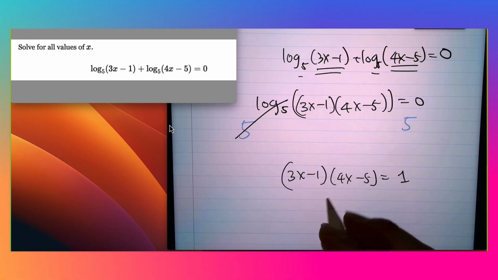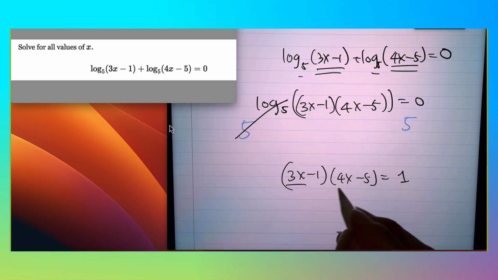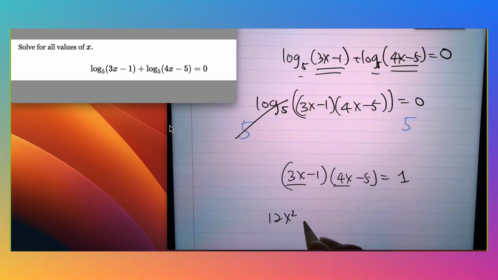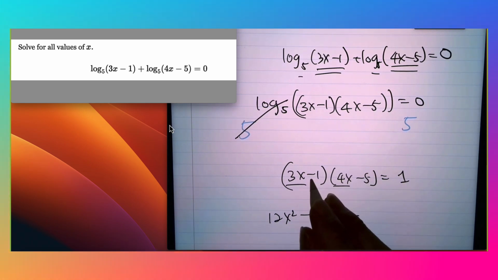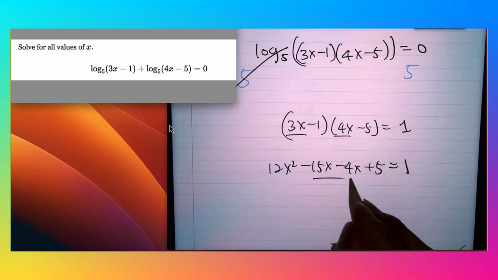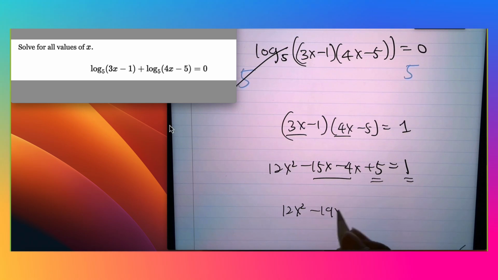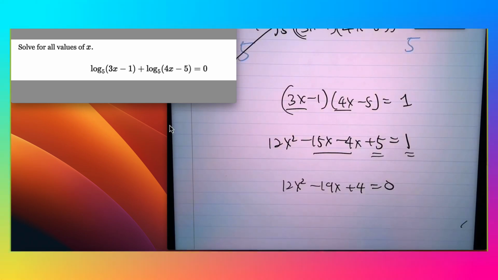Okay, next thing we can do is FOIL it and try to condense this into quadratic standard form. So let's FOIL it. 3x times 4x will give you 12x squared. On the outside we get negative 15x. On the inside we have 4x, and on the last two terms, negative 1 times negative 5 will give you positive 5. We can combine the like terms. So 12x squared minus 19x, and subtracting 1 on both sides will give you plus 4 equals 0.